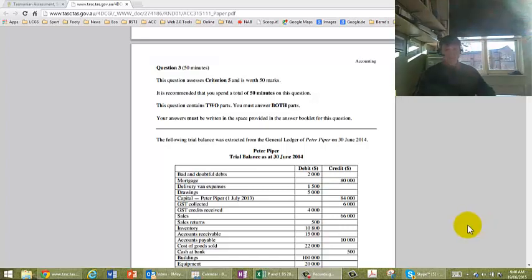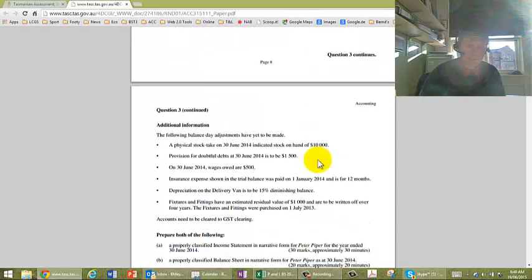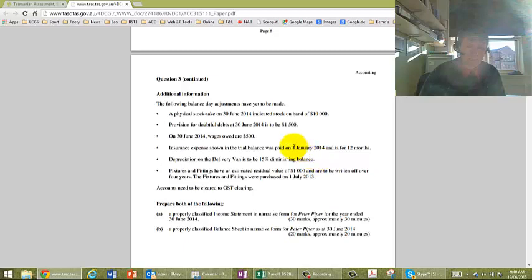G'day, today I'm going to show you how to do a profit and loss statement and a balance sheet from the 2014 end of year exam. This is what you'll be confronted with. It's the trial balance and the additional information from which you have to do a whole series of balance day adjustments in your general journal.